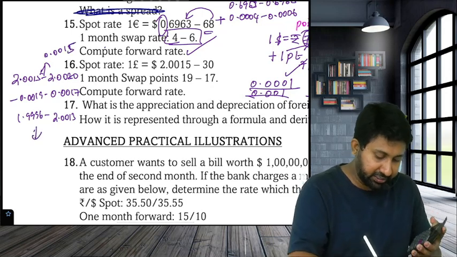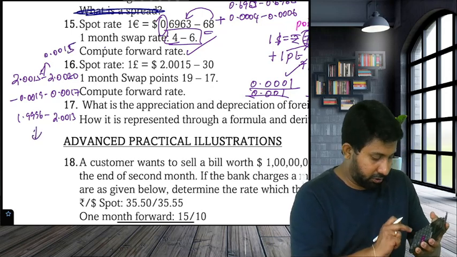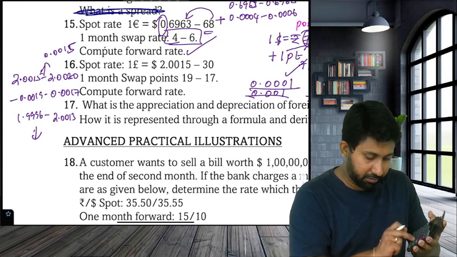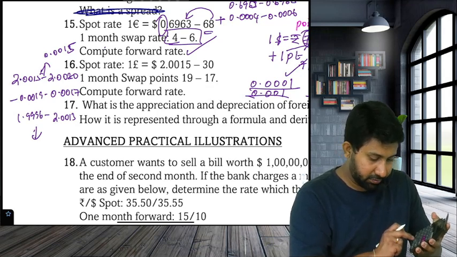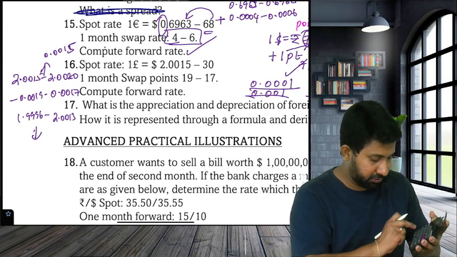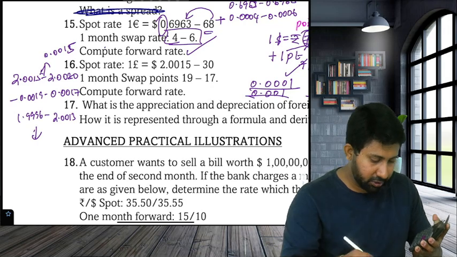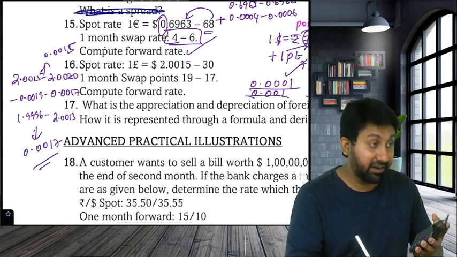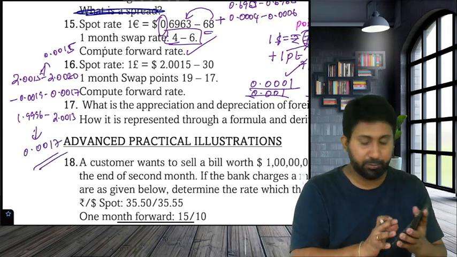Okay, here let us see 0.0013 minus, okay, 0. Or 2.0013 minus 1.996, 0.0017. Again, forward spread is higher than spot spread.